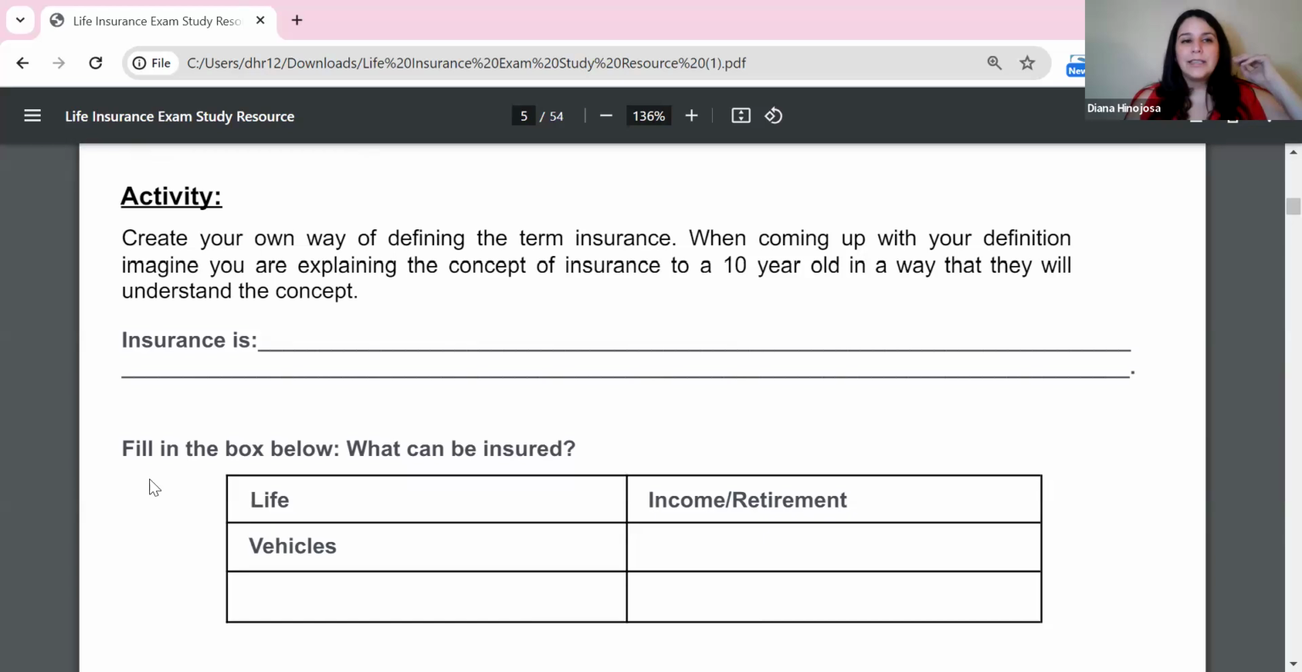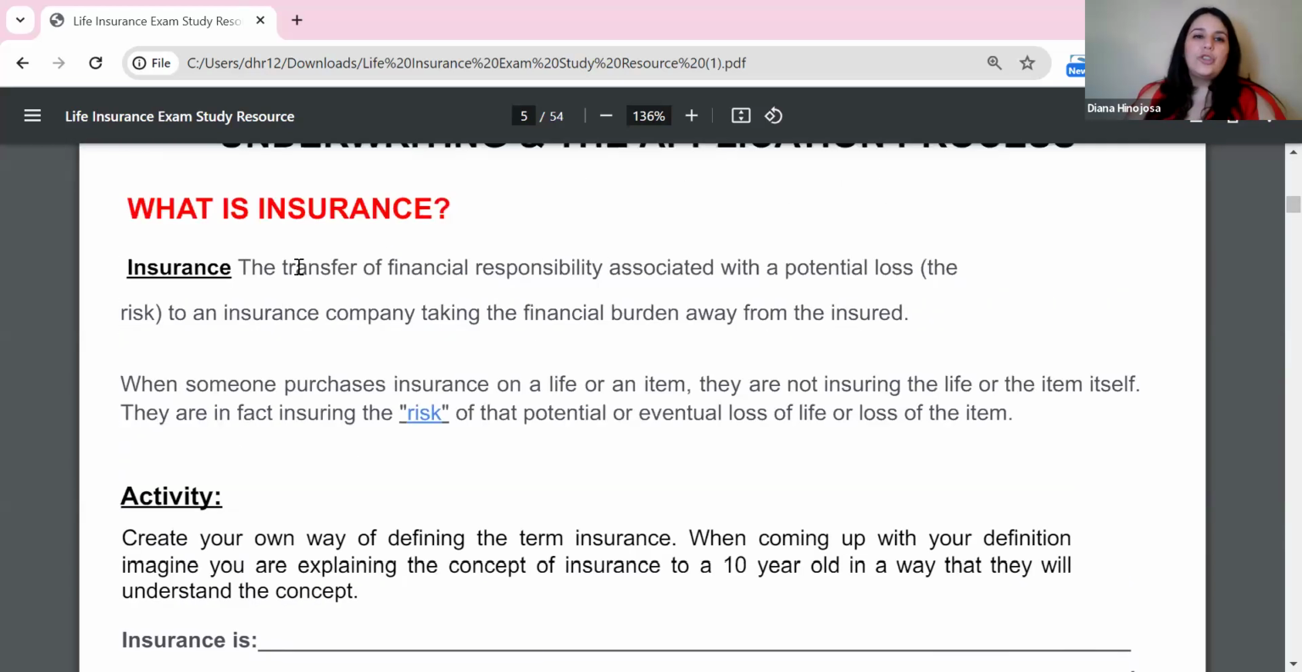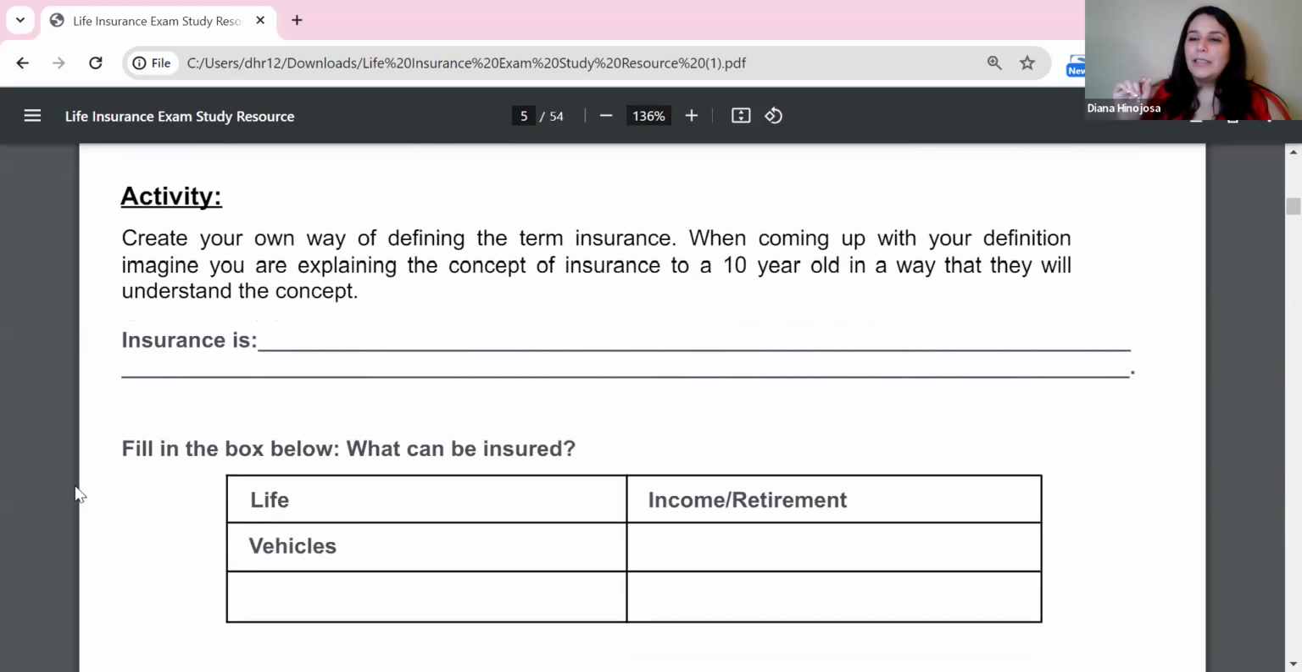So insurance. Again, basic definition, transferring the financial responsibility. If you had to describe insurance or explain it to a 10-year-old, how would you say it? I want you to write that down there in your own words. And I also want you to fill in the little box right there. What are different things that we can insure?